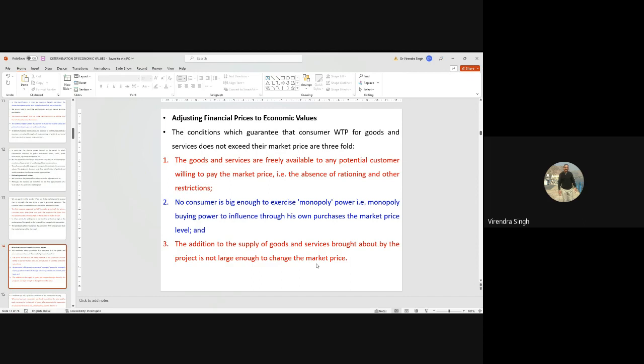As I have discussed earlier, any individual buyer or seller in a perfectly competitive market is negligible. No project is large enough to produce goods which can influence the price, and no buyer or consumer of the project goods is large enough to exercise monopoly power, influence or control prices through his own purchases in the market.